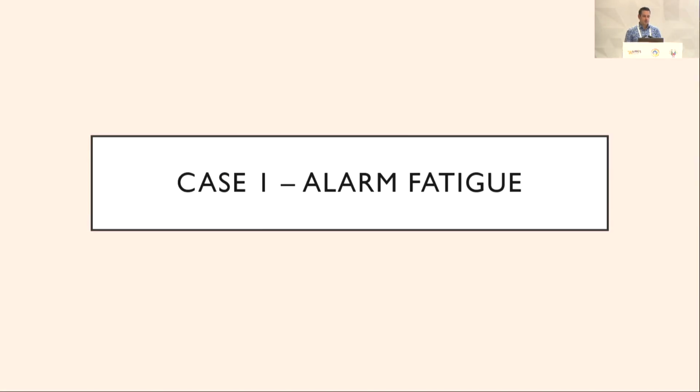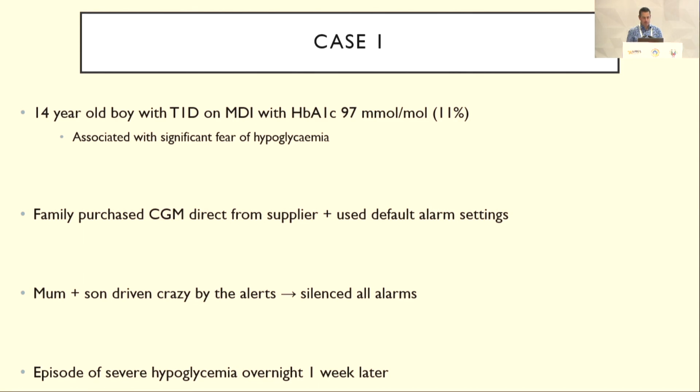So we're going to start with our first case, and it's an example of alarm fatigue, which is a really common issue with CGM. These are all based on real cases. It's a 14-year-old boy, type 1 diabetes on multiple daily injections of insulin. You can see his HbA1c there is 11%. A lot of that's because he has a very rational but significant fear of hypoglycemia from previous severe episodes of hypoglycemia.